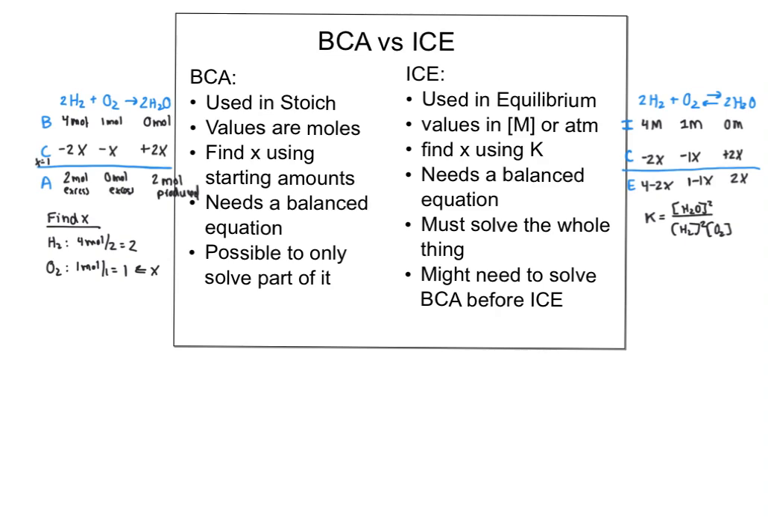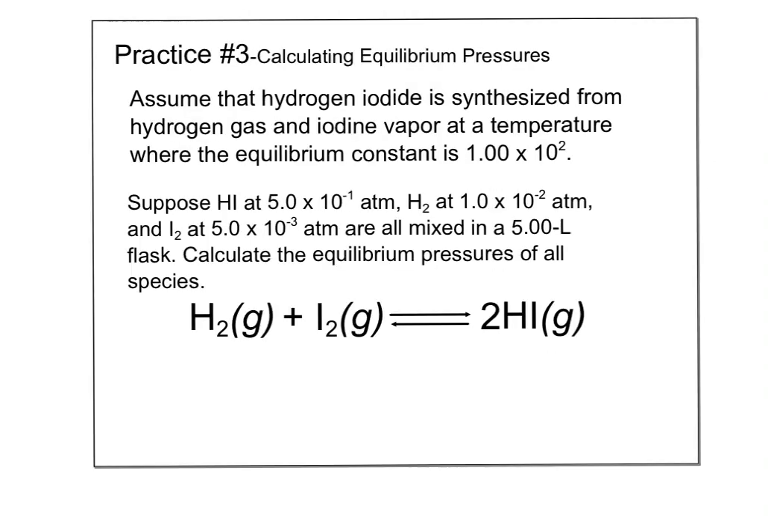Notice, though, once you solve for x, you can plug in, and you are going to have an equilibrium amount for reactants and products, whereas in BCA, one ran out completely. In equilibrium, you will have an amount of everything, even if it's really, really small.